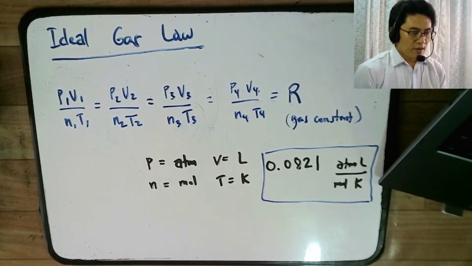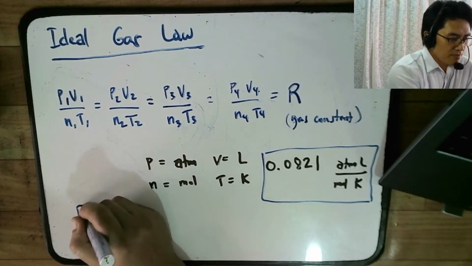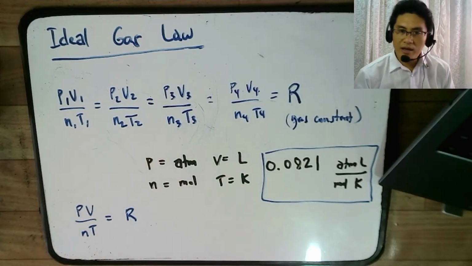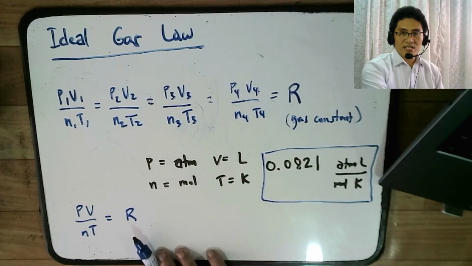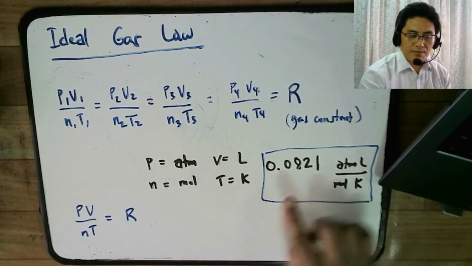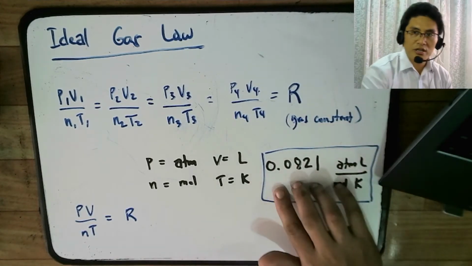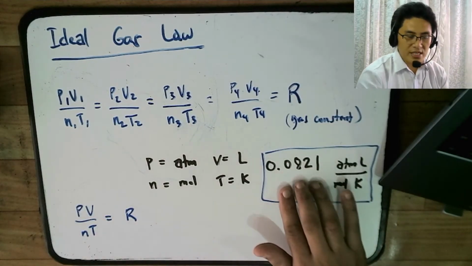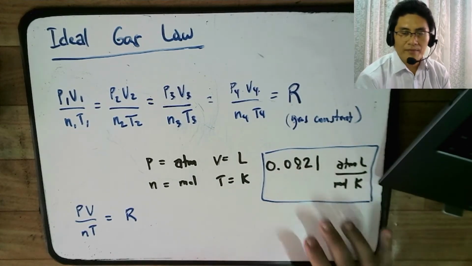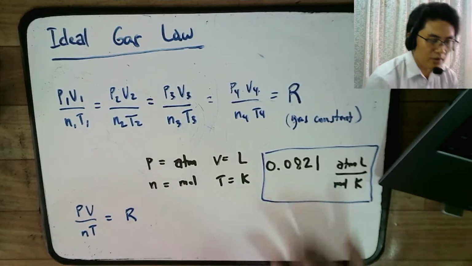Therefore, the most common formula that books follow is this: PV over NT equals R. And that R again is a fixed value. It is a true constant. It doesn't change. Now that number is 0.08206, but in our books we just round it off to three significant figures: 0.0821 ATM liter per mole Kelvin. So that's the constant value.